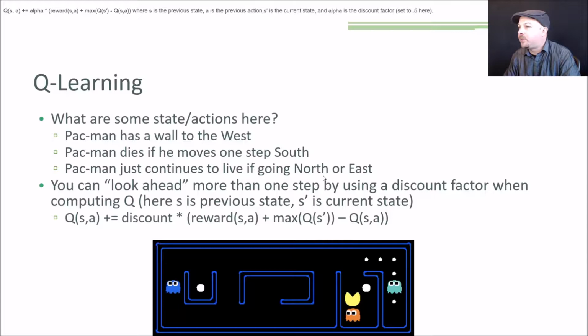Getting back to a real example here, some state actions. We can define the current state of Pac-Man by the fact that he has a wall to the west, empty space to the north and east, and a ghost to the south. And we can look at the actions he can take.